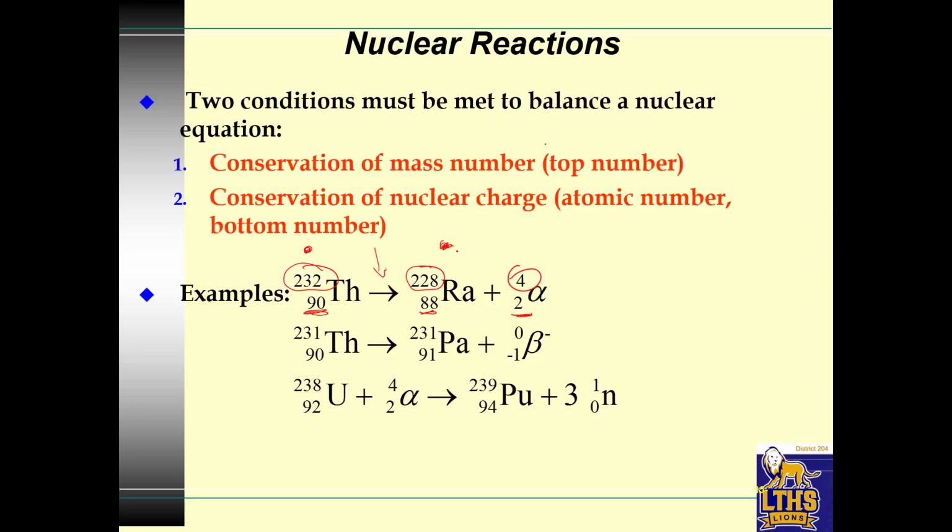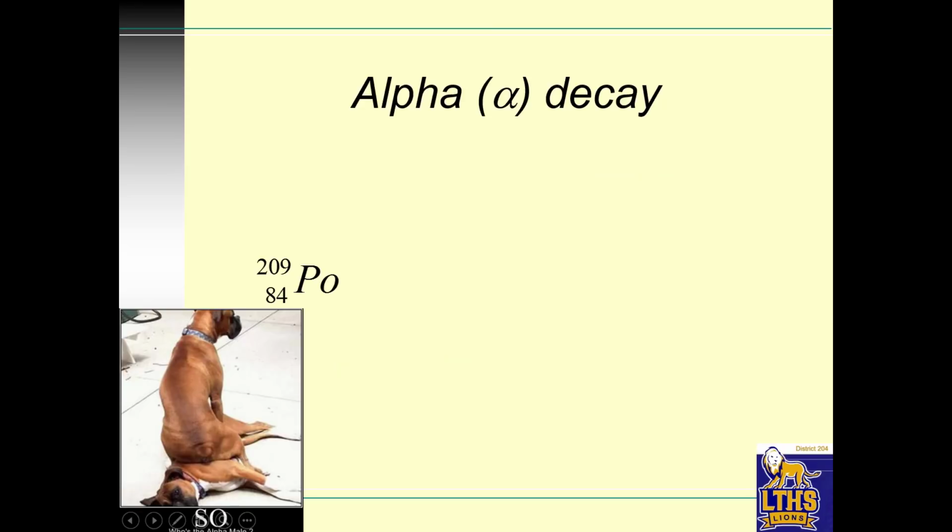So what I start with 231, I end with 231 and a 0. That's 231. I start with 90, I end with 91 and negative 1. Well, 91 minus 1 is 90. That's the same. Alpha decay.